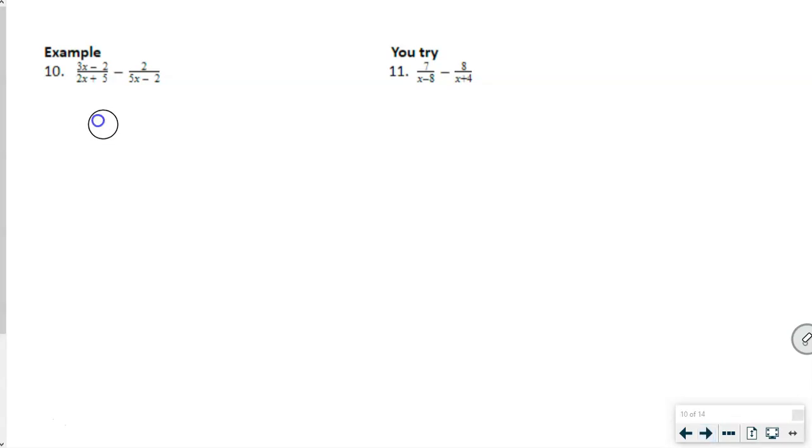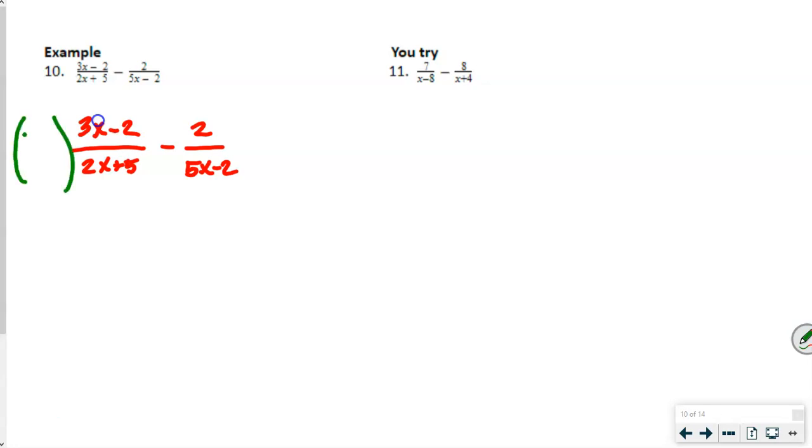So I'm going to say 3x minus 2 over 2x plus 5. And I'm going to subtract from it 2 over 5x minus 2. So what I'm ultimately going to do here is I'm going to multiply this one by the 5x minus 2 over 5x minus 2. And then this one over here, we're going to multiply by the other one, 2x plus 5 over 2x plus 5.